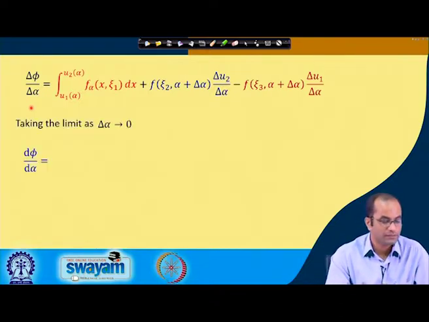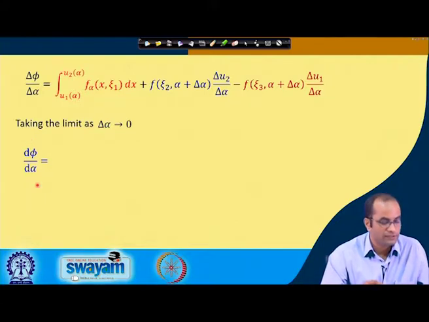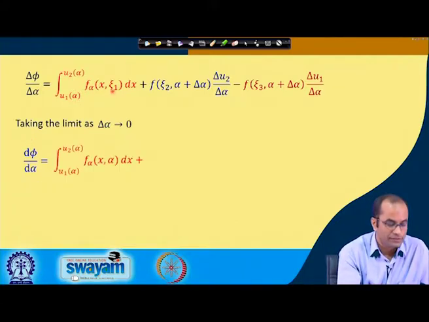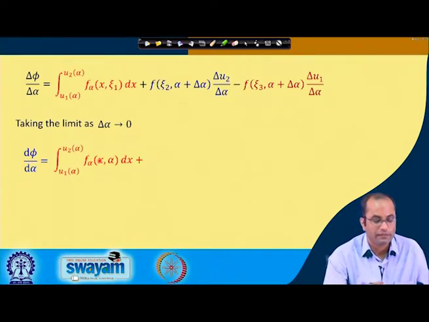Passing this limit, delta alpha goes to 0, this will become d phi over d alpha, the derivative, and the first term: xi 1 will go to alpha, and we have the integral from u 1 alpha to u 2 alpha of the derivative of f, the rest everything is same. So, this xi 1 goes to alpha when delta alpha goes to 0.